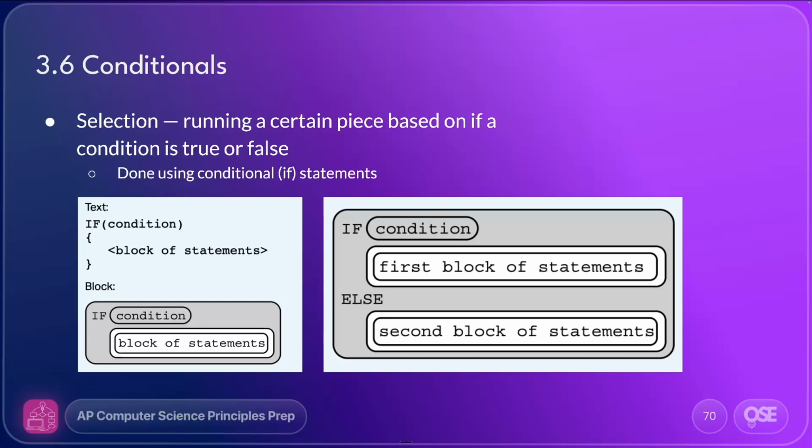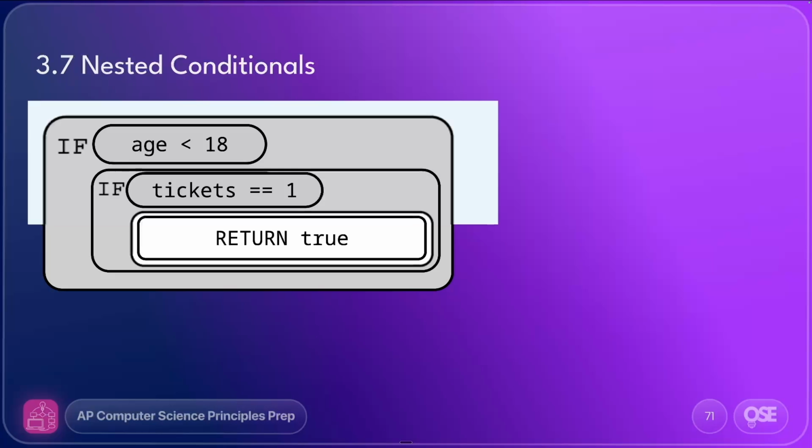Next are conditionals. Remember when we talked about selection? Well, this is what a conditional statement is, and specifically, if statements. Here's how they might look on the exam. For example, if this is true, then we run this. Otherwise, we do this. We can also have nested conditionals, for example, one conditional inside the other. So in order to return this value, this must be true, and this must be true as well.